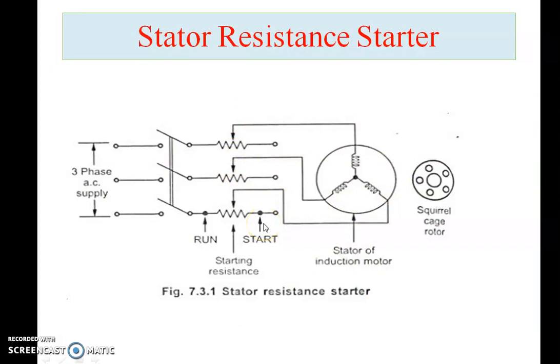Once the supply is switched on, current will flow through the resistances, and hence due to the resistances the current value decreases. Once the motor accelerates, when it is near about rated speed, at that instant these resistances are cut off, and the winding is now connected to the run position. So this is nothing but the working of the stator resistance starter.